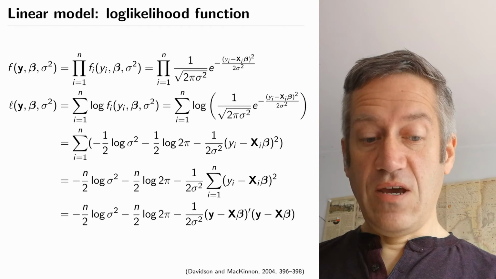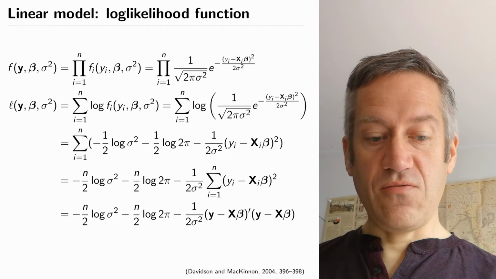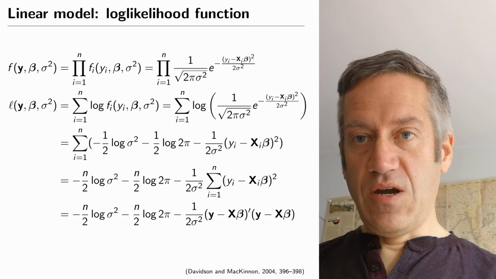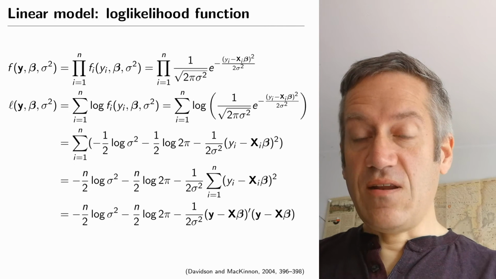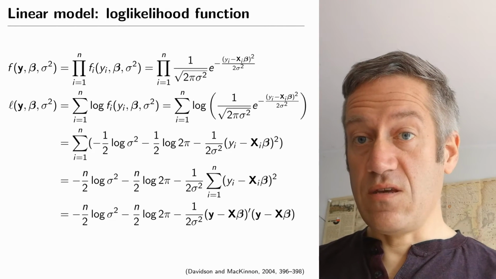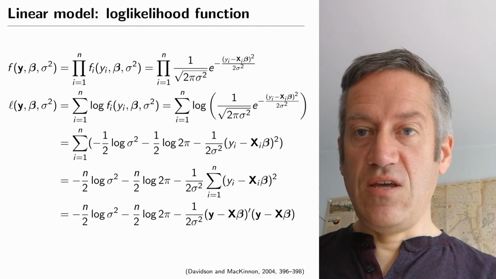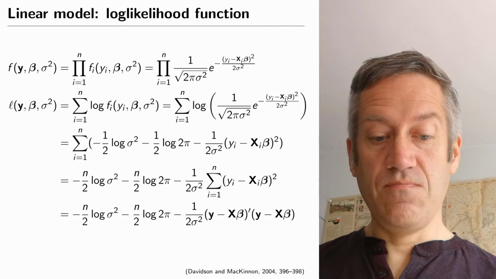So we have minus n over 2 times the log of sigma squared, minus n over 2 times the log of 2 pi, and minus 1 over 2 sigma squared times this matrix algebra, and you might recognize that y minus x beta is the residual, and so this is the sum of squared residuals.